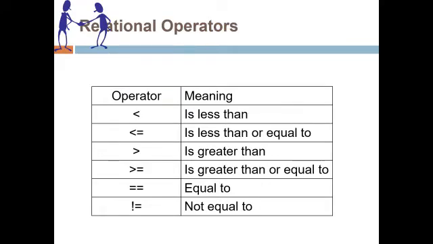Similarly, when we talk about relational operators, these are the operators considered in the relational category: less than or equal to, greater than or equal to, double equal meaning equal to, and the last one is not equal to.